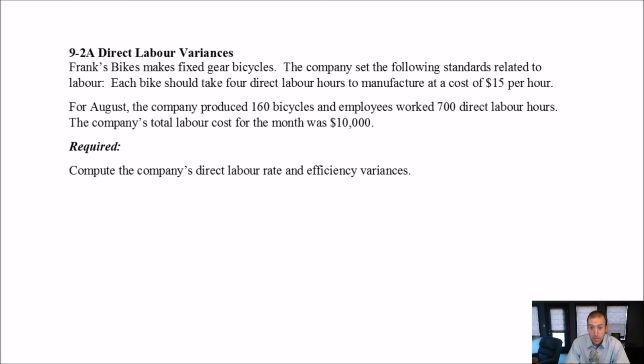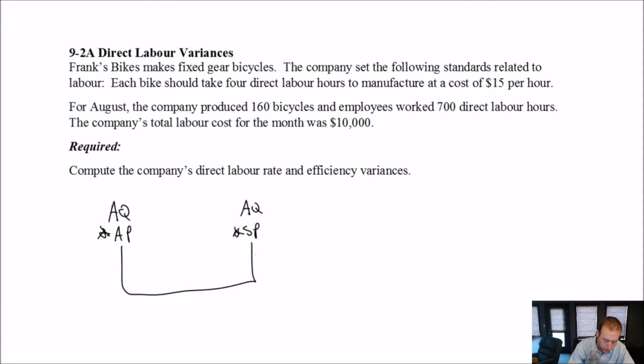Let's examine problem 9.2a, direct labor variance problem. Just as I did with materials, with labor I like to think about drawing this little template first. It's a little bit different from the materials template. So I go AQ, AP, AQ, SP, just as I did with materials. Here's where this gets different, because with materials, I can have an amount that I purchase and an amount that I use. I need two different kinds of prongs.